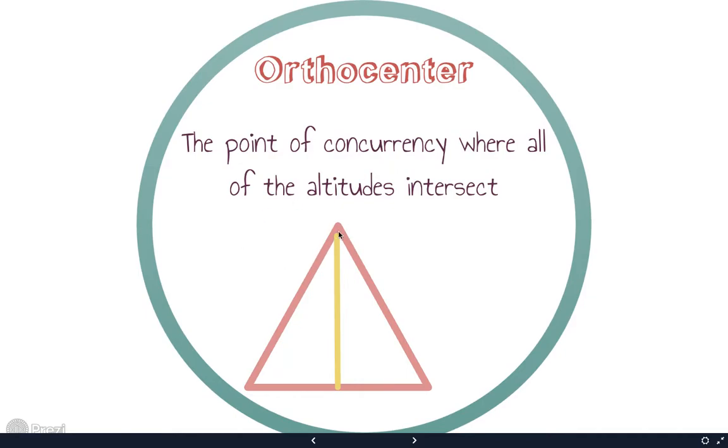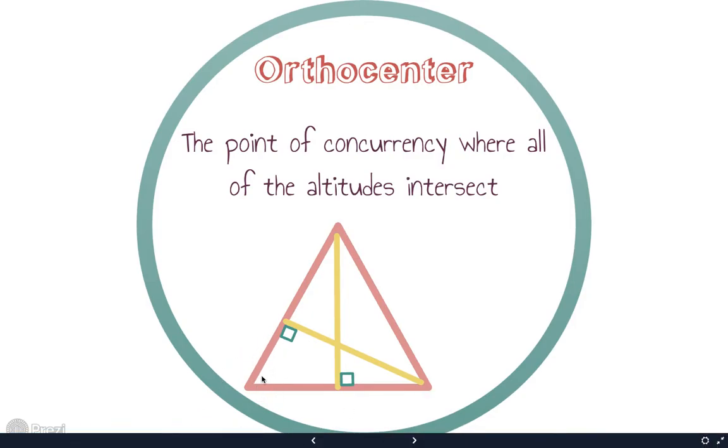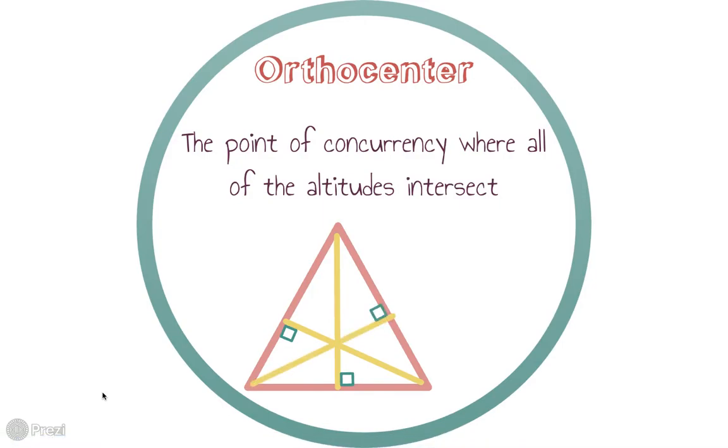This one starts from the vertex point and extends down, and bam, it hits the other side at 90 degrees. This one starts at this vertex point, extends down, and bam, hits the other side at 90 degrees. Same with this one. This altitude is going to start from this vertex point, extend to the other side, and bam, hit it at a 90-degree angle. Cool beans, right? And where all three of these concurrent lines come together is our point of concurrency called the orthocenter.